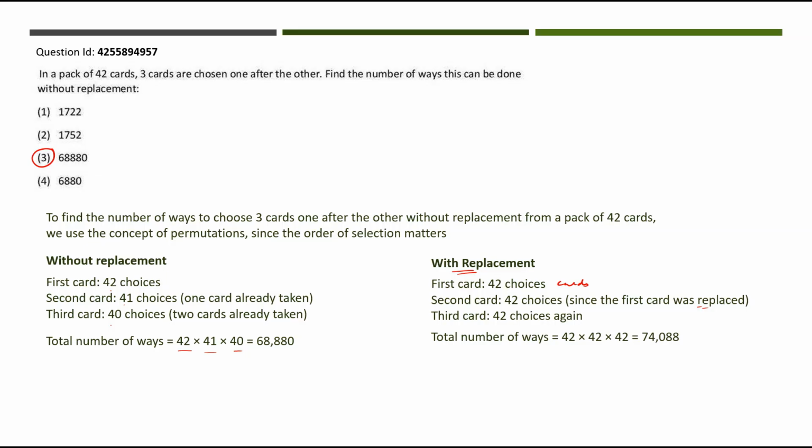What about the third card? You are allowed to replace. So still you have 42 cards from which you can choose the third card. So the total number of ways here it will be 42 into 42 into 42, which will give a count of 74,088 ways totally. So if it is with replacement, you have to go in this way. When it is without replacement, you have to stick to this way. So the answer for this question is option 3. But I am just giving you, if the question is going to be with replacement, this will be the answer.